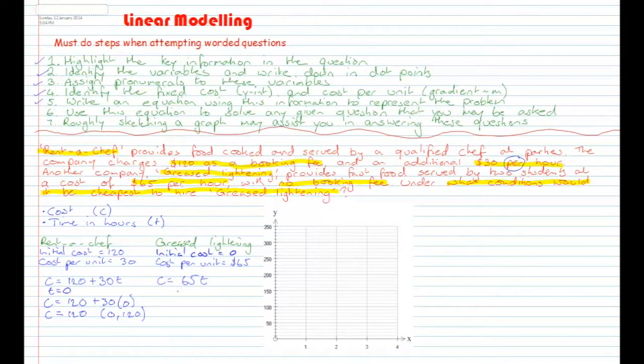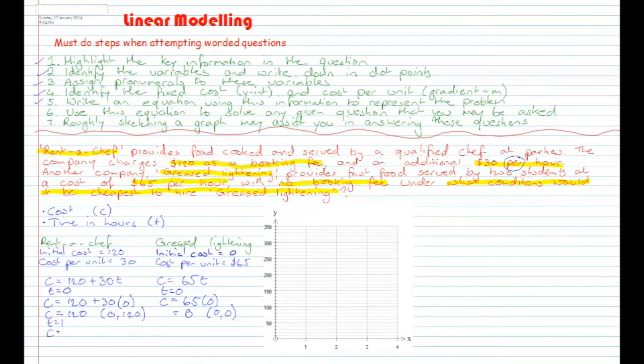For this one, T equals 0. Therefore, C is equal to 65 times 0, and of course 65 times 0 is just 0. So the coordinate for this one is (0, 0). That means after 0 hours it costs $120 for Rent-A-Chef, and after 0 hours it costs $0 for Lightening, which makes sense based on what you see in the question. Alright, let's just make T equal 1 for both of them now. So we get T equals 1.